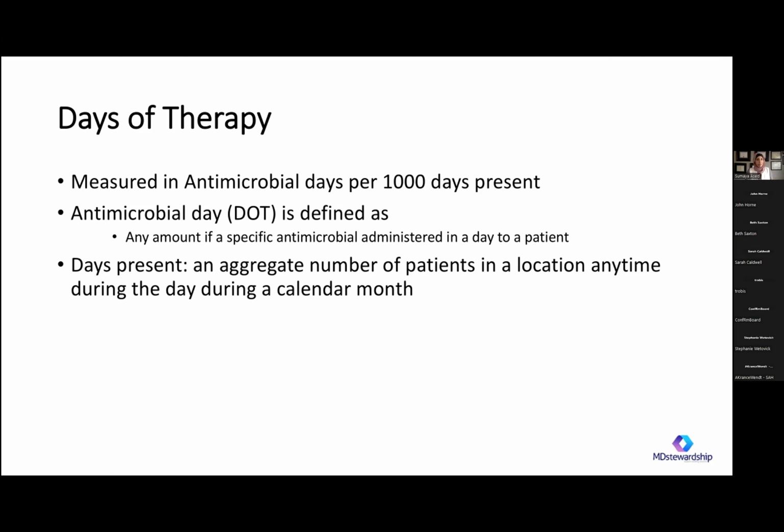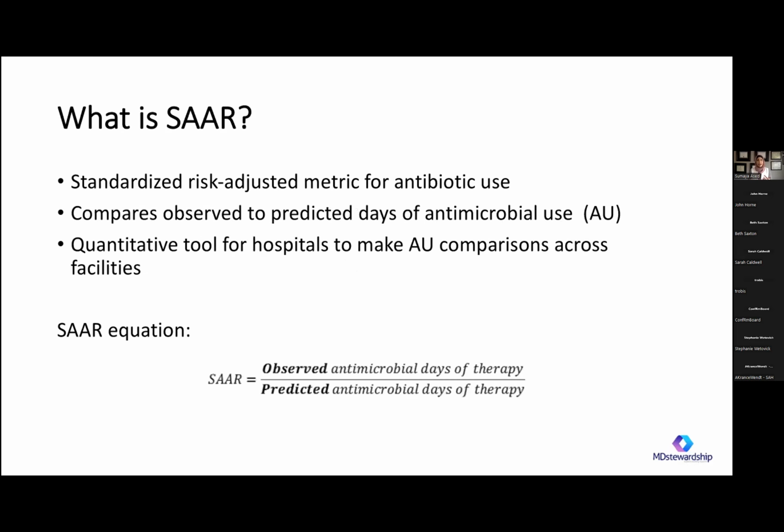They are not to be done manually. If you have the software to do that, it could be set up to calculate. But a lot of people say, like, how do I know my days of therapy is appropriate? For example, say you're tracking your cefepime and your days of therapy is like 89. You're like, is this good? Is this bad? So because of that, there is something called the SAR, which is the standardized risk adjusted metric for antibiotic use. And this basically compares observed to predicted days of antimicrobial use.